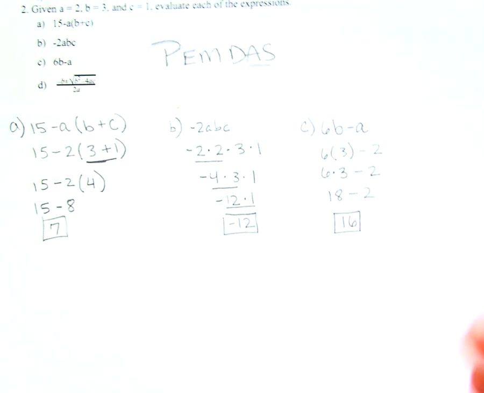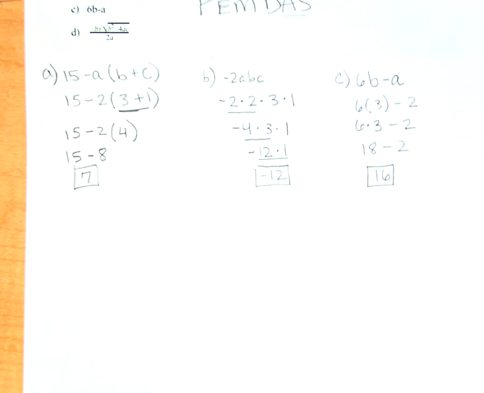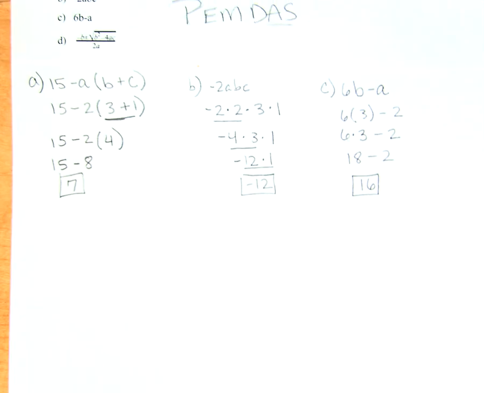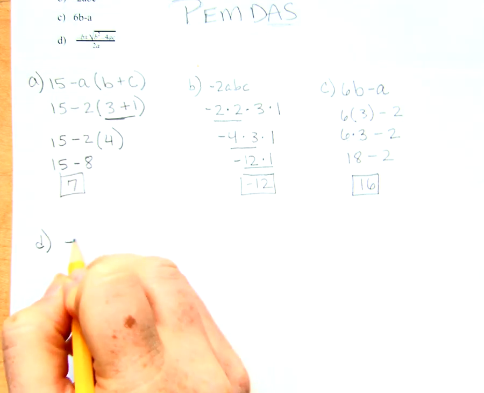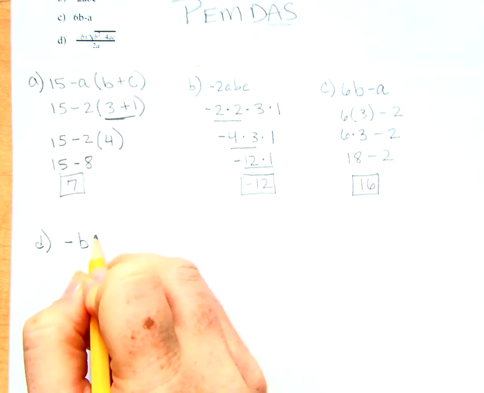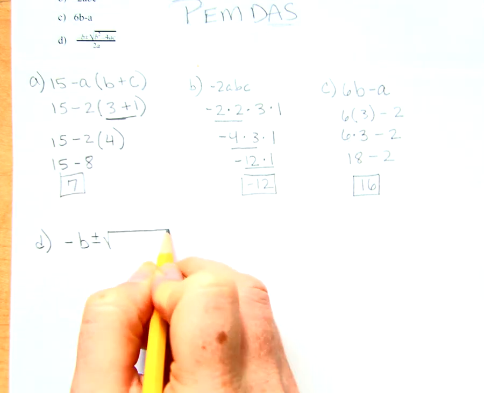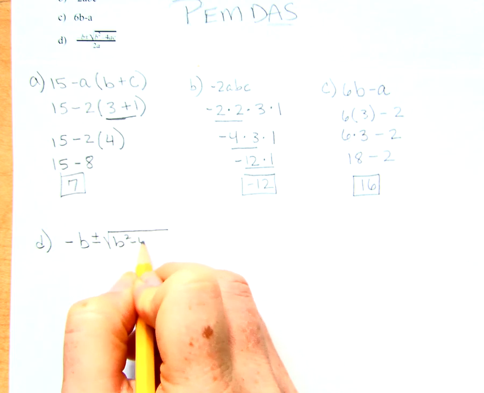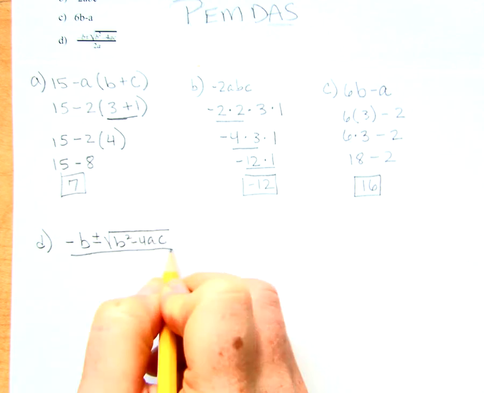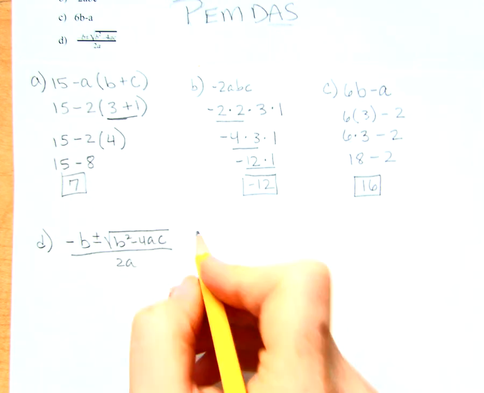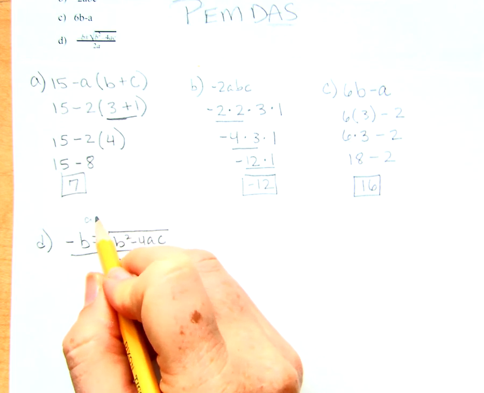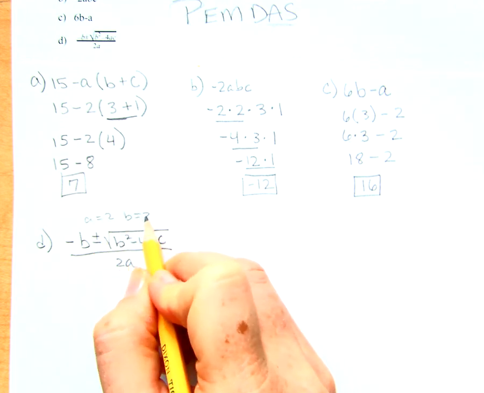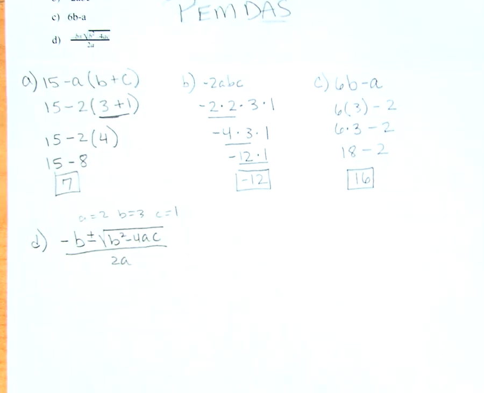The last one is probably the one that is the hardest. I pretty much guarantee you're going to see it tomorrow. It is the quadratic formula: the opposite of b plus or minus the square root of b squared minus 4ac, all over 2a. Again, we know what a is, what b is, and what c is.